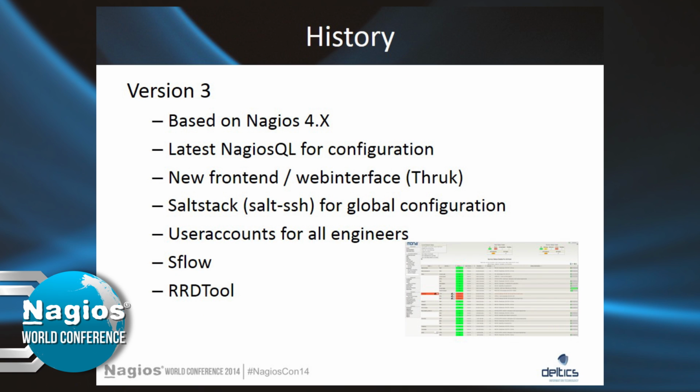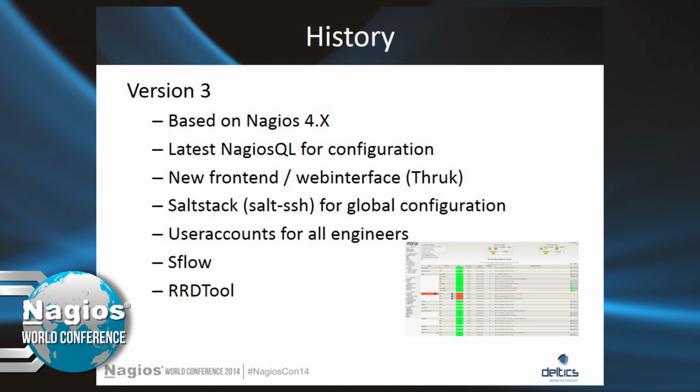Last year I went to the conference and learned a lot. So I came back and thought, well, we need a new version, which is now version 3 of our monitoring appliance. It's based on Nagios 4. We use the latest NagiosQL for configuration, so the backend is all NagiosQL. We got ourselves a new front end using Thruk, for many reasons. It's really good. I really love Thruk as a front end.